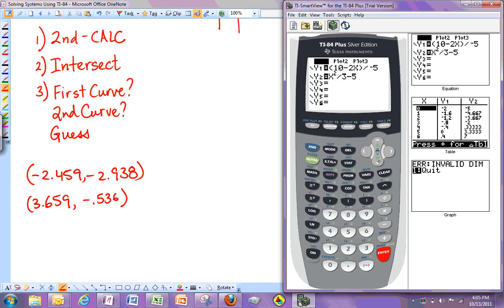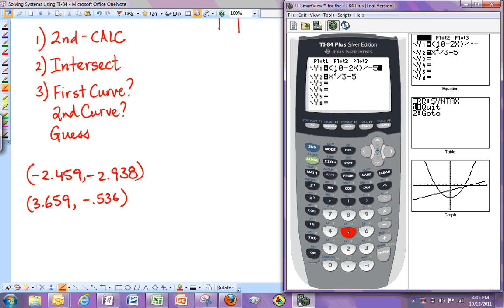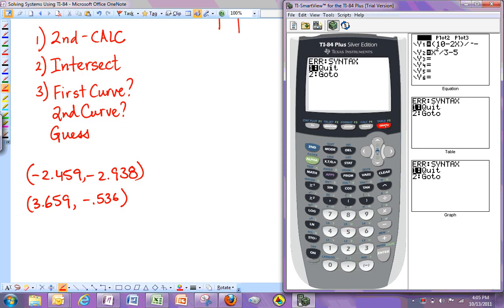Next most common mistake is this one. You hit a minus instead of a negative. Whoops. Minus 5. Now look down here. It says syntax error. Whenever you get that, I'll get it on my main screen here. It says syntax error. Go to it. If you go to the syntax error, it tells you, look, it thinks there's a mistake right there. So then usually you can figure out, okay, that should be a negative instead. So those are the two most common mistakes.